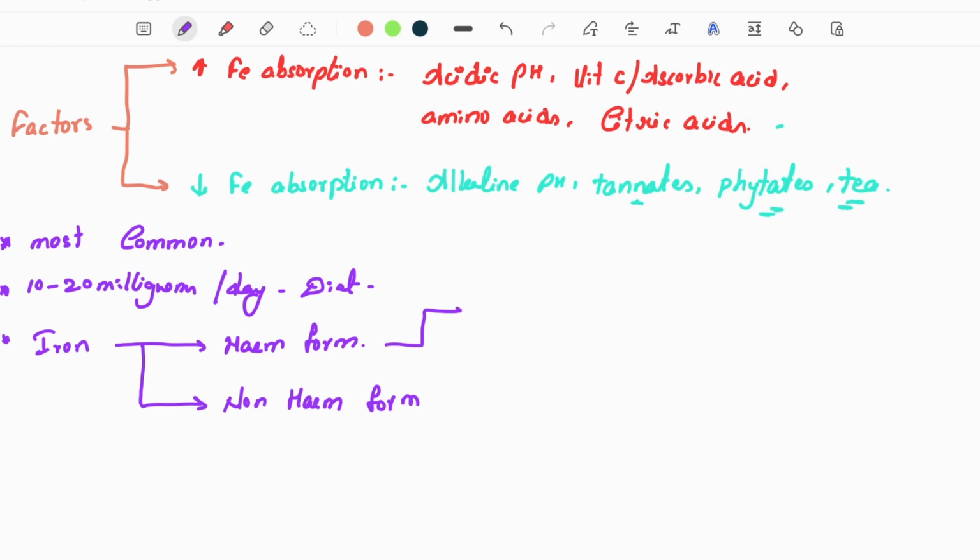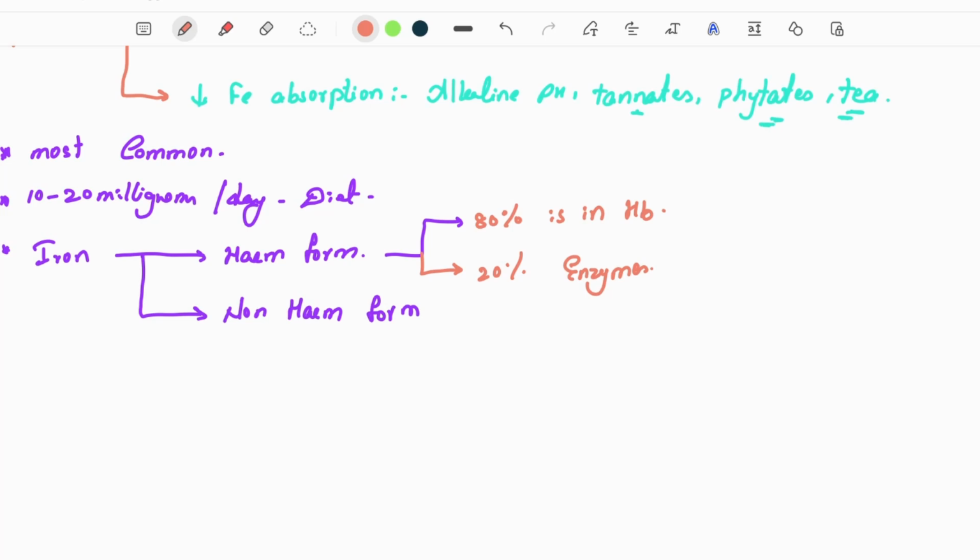So in heme form, we can observe 80% is in hemoglobin, Hb, and the remaining 20% is in the enzymes. Okay, and next, the iron that we are taking in the food may be of two types. First one is ferrous, next one is ferric.